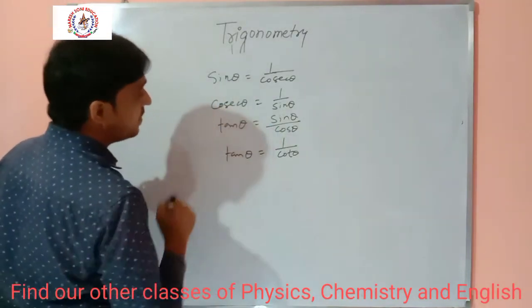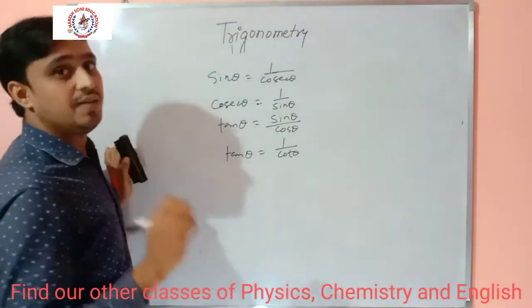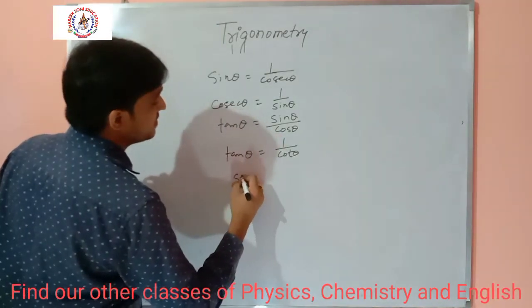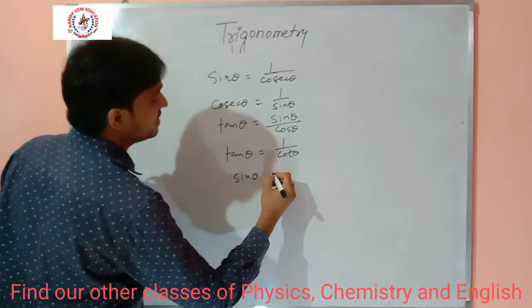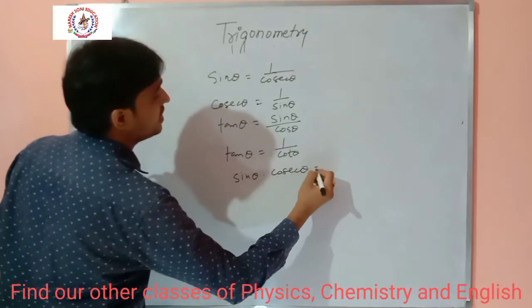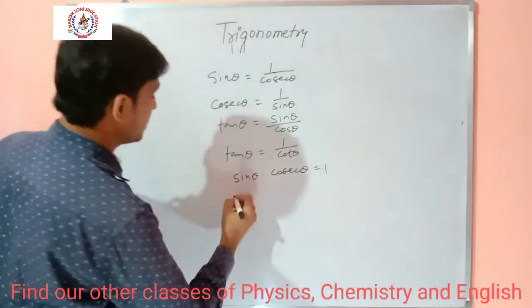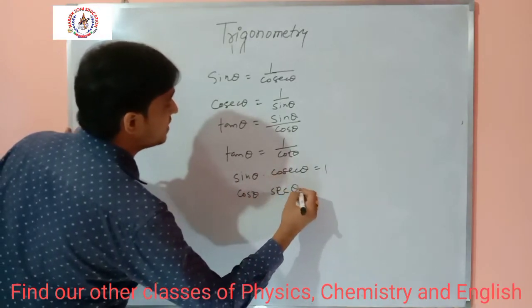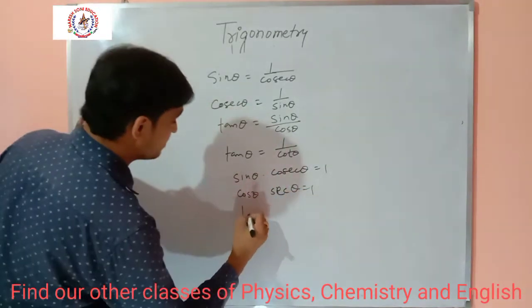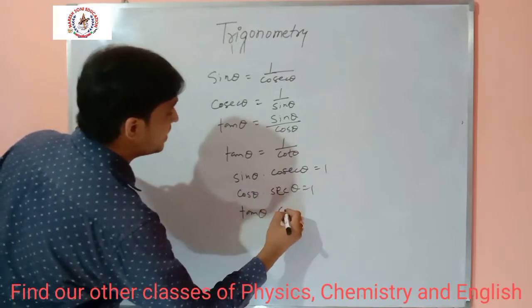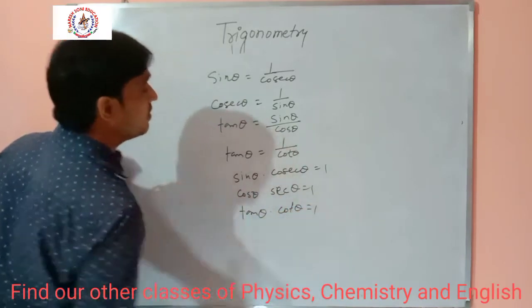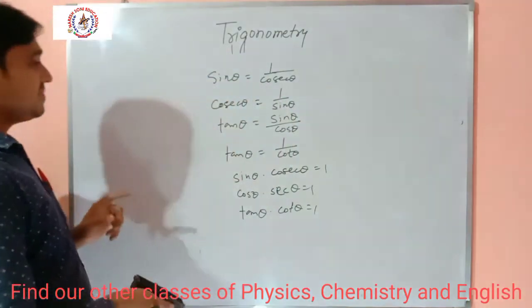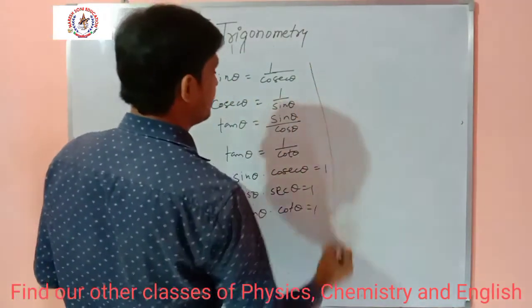And the multiplication of trigonometric functions like sin theta into cosec theta will be 1, cos theta into sec theta will be 1, tan theta into cot theta will be 1. Okay, yeah.